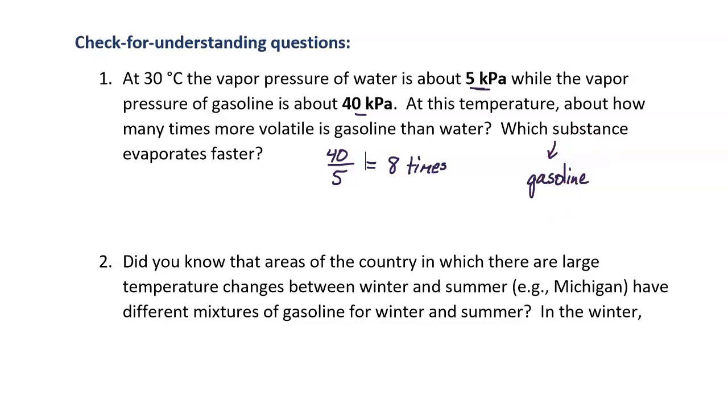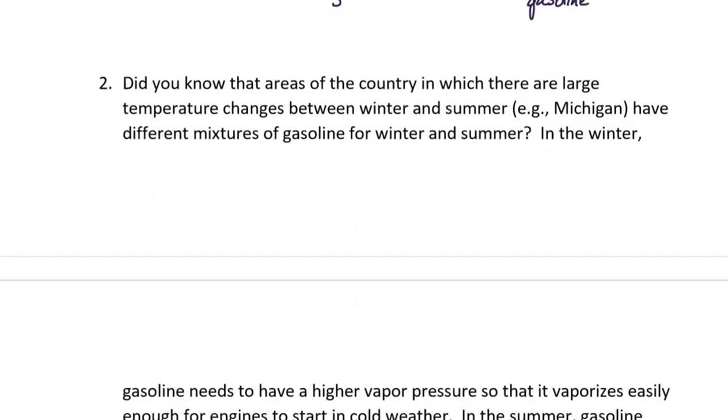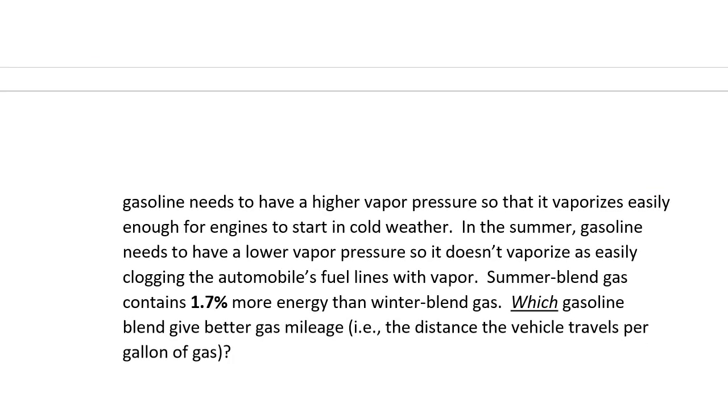Number 2, did you know that areas of the country in which there are large temperature changes between winter and summer have different mixtures of gasoline for winter and summer? In the winter, gasoline needs to have a higher vapor pressure so that it vaporizes easily, so that engines can start in cold weather. In the summer, gasoline needs to have a lower vapor pressure so it doesn't vaporize as easily, which would clog the automobile's fuel lines with vapor.